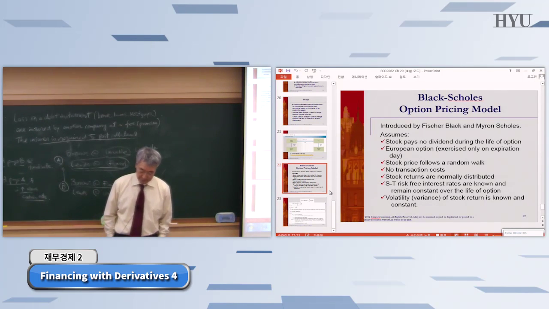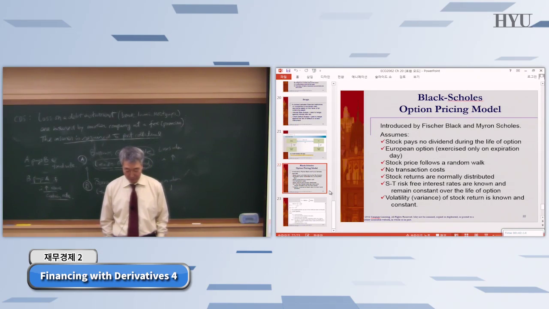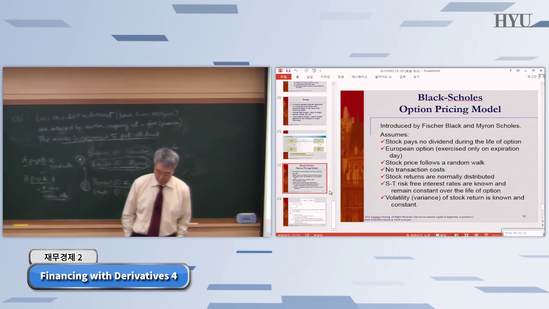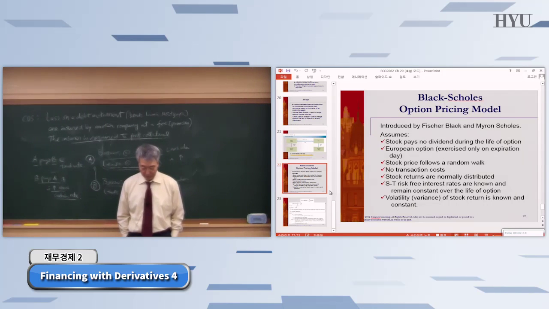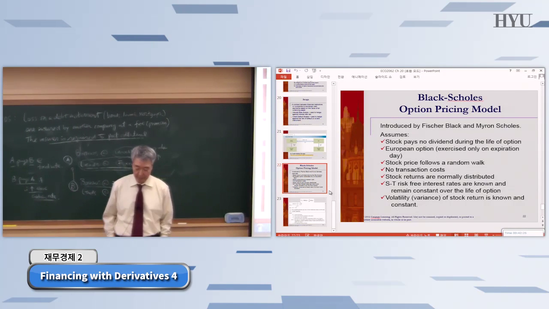Okay, so here are some assumptions. Again, economists make a lot of assumptions. And the assumptions are: the stock pays no dividend during the life of the option, and we also assume a European option, which means it is exercised only on the expiration day, right? Only just one day, not before the expiration.